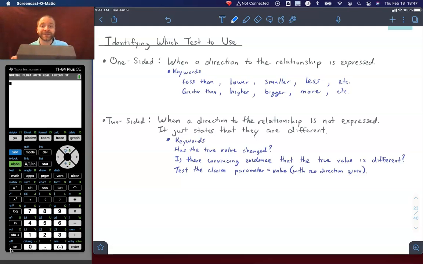Two-sided alternative hypotheses is when a direction to the relationship is not expressed. It just states that they are different. So some keywords or phrases are: has the value changed? Is there convincing evidence that the true value is different? We don't care which side, just that it's different. Or even test the claim that the parameter equals the value. So no direction is given. So these are in your notes, but these are really important keywords and phrases to look for to determine whether or not your alternative should be one-sided, less than or greater than, or two-sided, not equal to.